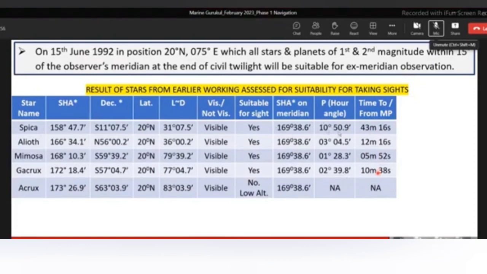Spica star was 10 degrees 50.9 minutes away from my meridian. I know it moves at a rate of 15 degrees 2.5 minutes per hour. So if I divide this angle by 15 2.5, I will get the time which Spica is going to take to come on my meridian. This comes to 43 minutes and 16 seconds. If you want, you can punch in these numbers in the calculator and see if you get the time correct.